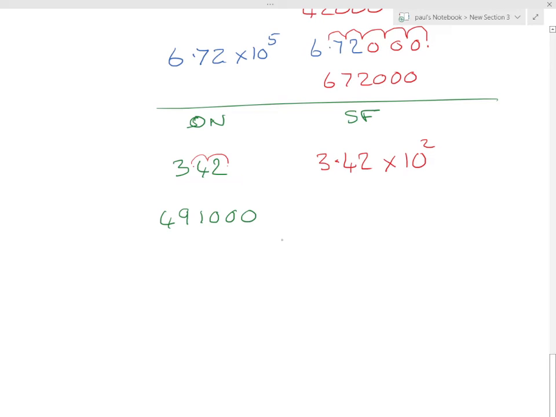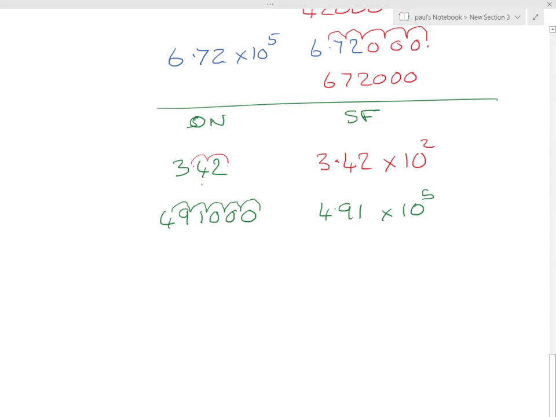491,000. Okay, so it's going to be 4.91. Got that. Then it's going to be times 10. Now we've got to work out how many it's going to be for the power number. So go from 4.9, go 1, 2, 3, 4, 5, to the power of 5.